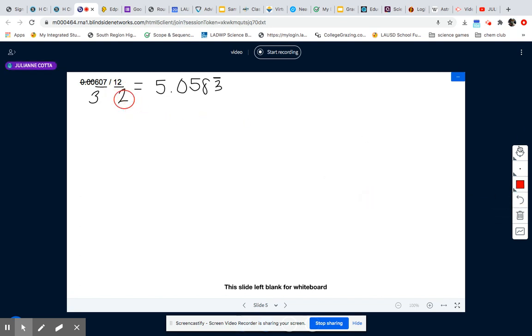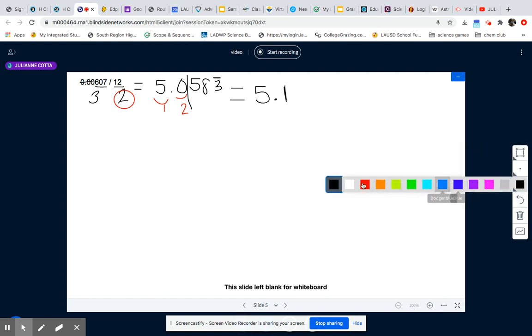Okay, so I only have 2 significant digits, so the 5 would be 1, and the 0 would be 2. Let me switch back to black. So my final answer is going to be 5 point, but the number behind is a 5. So it's 5 or higher, so that becomes 5.1. Okay, so there is my final answer. For division, it is 5.1.